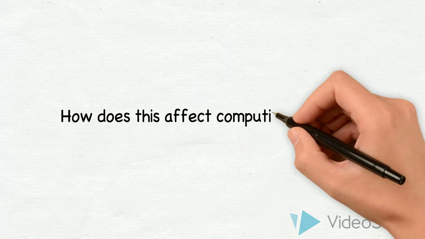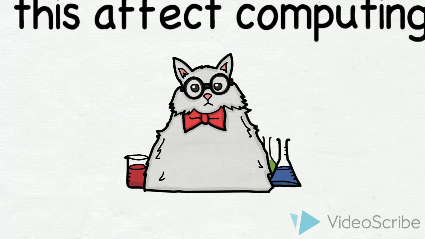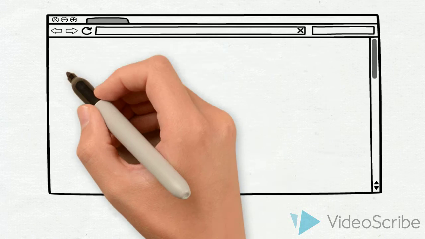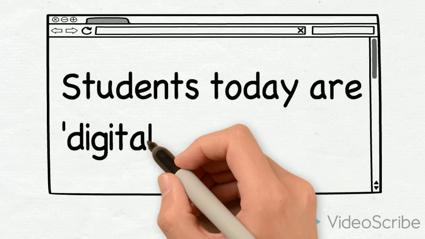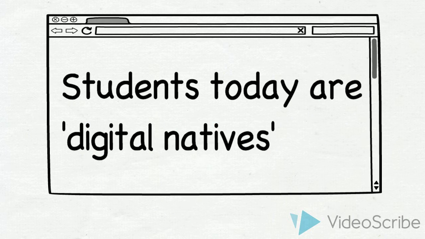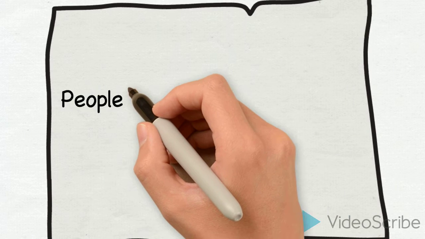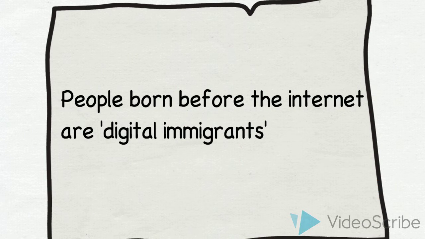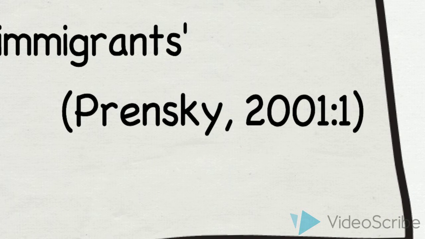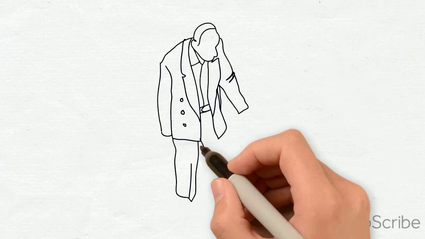But how does this affect computing in schools? Surely if the children use technology all the time, they must already be experts. In the words of Prensky, our students today are all native speakers of the digital language of computers, video games and the internet. Prensky calls this generation digital natives, whereas many teachers born before the internet are regarded as digital immigrants, since they have had to learn the ever-changing language of computers from scratch, not having been surrounded by it from birth. This disparity between the generations creates a problem in the way that all subjects, not just computing, are taught to these digital natives.